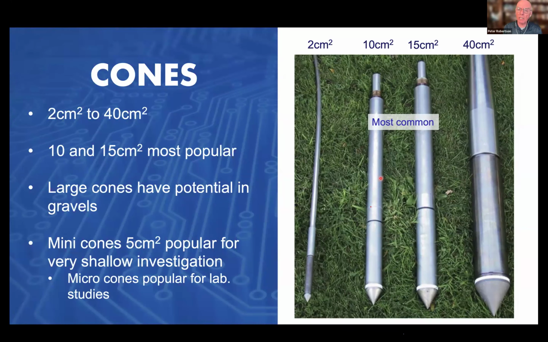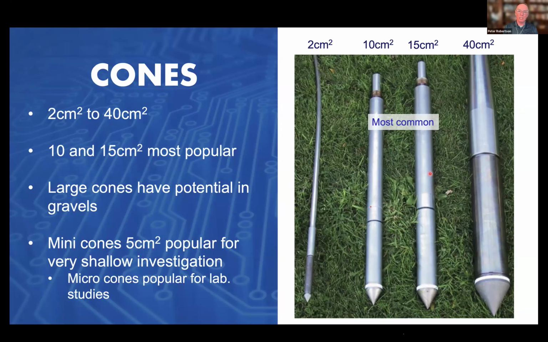So the second one is the 10 square centimeter, and that was the most common for many years. But in about the 2000s, people started to realize that a 15 square centimeter cone was very useful to push. It was a little bit bigger, but it was dimensionally equivalent. As the diameter got a little bit bigger, it went to 44 millimeters. The sleeve got a bit longer so that the length to diameter ratio of the sleeve stayed the same. The 15 square centimeter is a little bit more robust, easier to put in the electronics, but also it's easier to push into the ground.